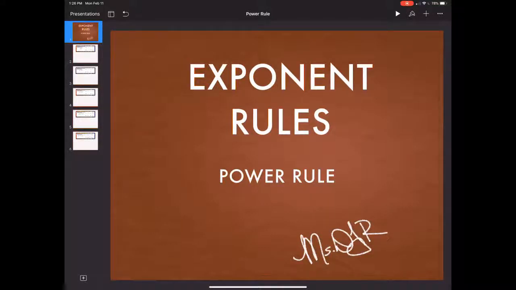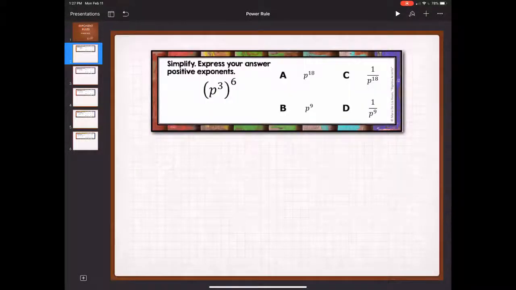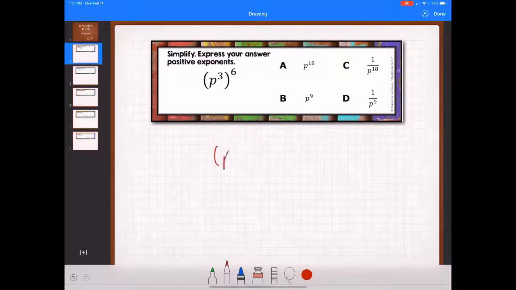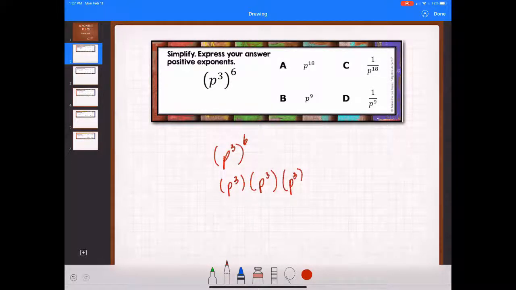Today we're learning about exponent rules, specifically the power rule. In this example, we have p to the third raised to the sixth power. So exponents mean repeated multiplication. What this technically means is that you have 6 sets of p to the third being multiplied together.